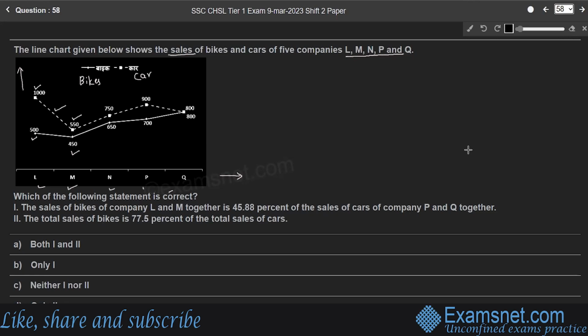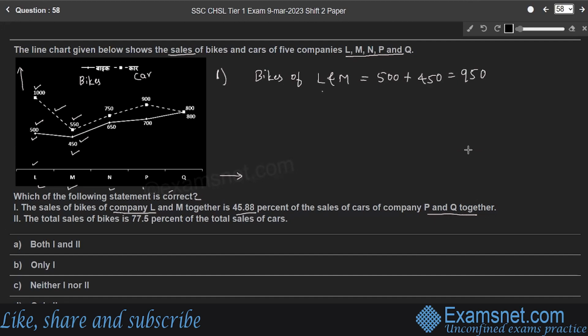Here the question is, which of the following statements is correct? Statement 1: sales of bikes of company L and M together is 45.88% of the sales of cars of company P and Q together. So let us check whether the statement is correct or not. First, the sales of bikes of company L and M. L sells 500 bikes, plus company M sells 450 bikes. So together it is 950 bikes sold by company L and M.